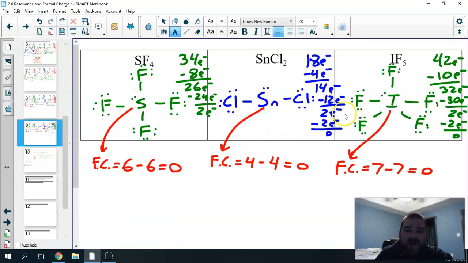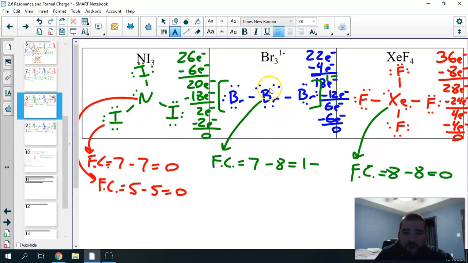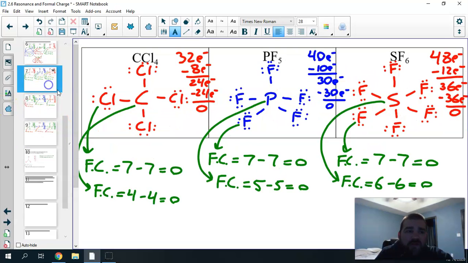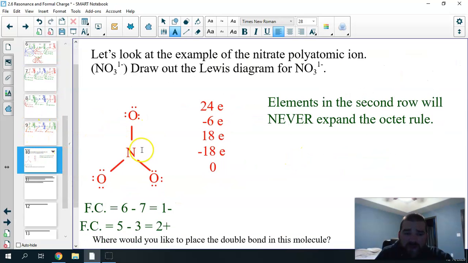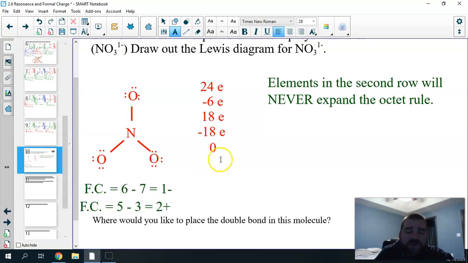This is different, right? Yesterday we had a bunch of elements that could: sulfur and iodine and the bromine here and the xenon over here. So there's a whole bunch of elements that can go beyond 8 electrons. But these are bigger atoms, okay? Elements from row 2, like nitrogen in this example, are just too small. They can't have more than 8 around them. So the octet rule must be followed on elements from row 2 of the periodic table. So that limits what we can do here.